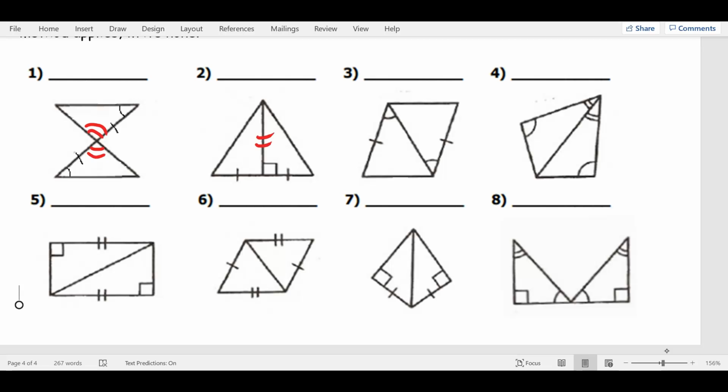Now, if you have a right angle on one side, you can also put it on the other side. Now, number 3, do I need to label something here? They're touching. Put a tick mark there, right? On number 3. What about number 4?